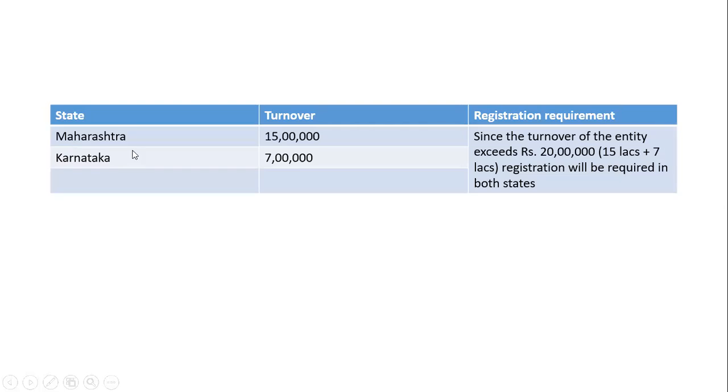These are the two states, Maharashtra, Karnataka. Turnover, you have supplied from Maharashtra, you have sold goods of 15 lakhs. From Karnataka state, you have supplied 7 lakh rupees turnover. That means you have supplied goods and services of rupees 7 lakh from Karnataka. So, registration requirement. Now, these two states are normal states.